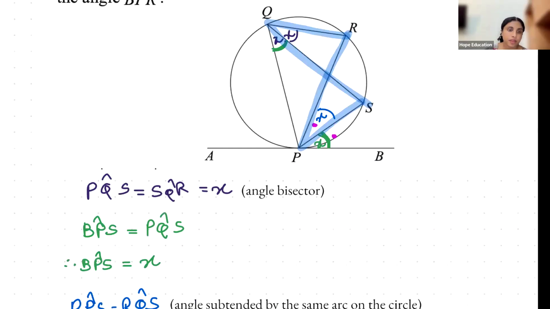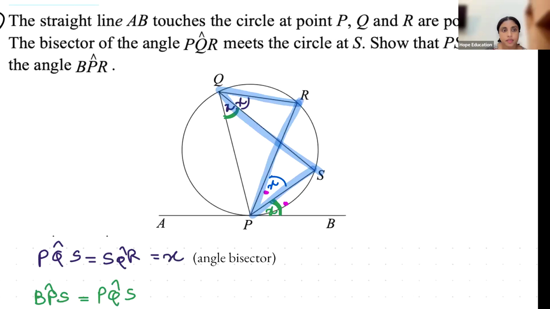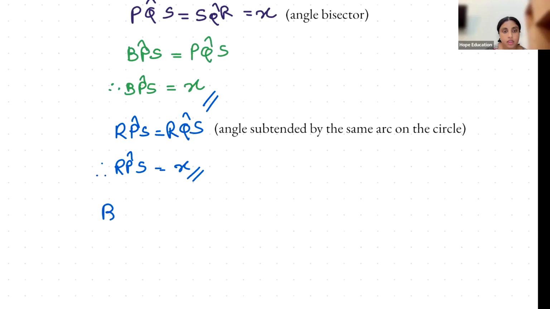Therefore, RPS is also equal to x. Then එහෙනම් අපිට ඕන එක prove කරන්න පුළුවන් නේ? Why? Now both of these are x no. එහෙනම් this angle is bisected by this. Why? Because this and this both are equal. So at the end I will write BPS equals RPS.